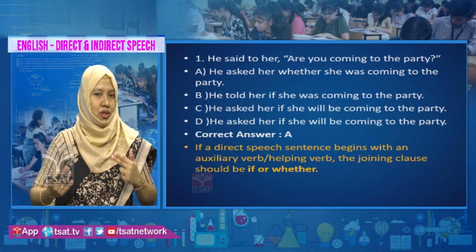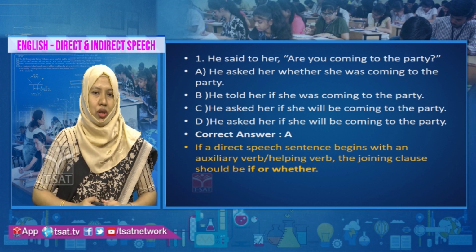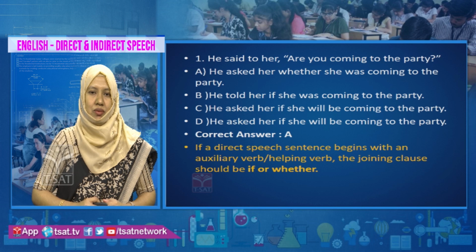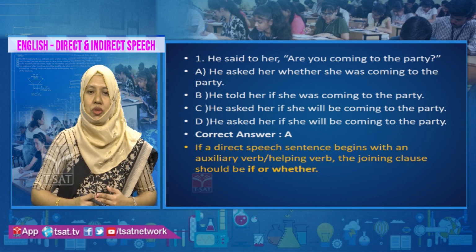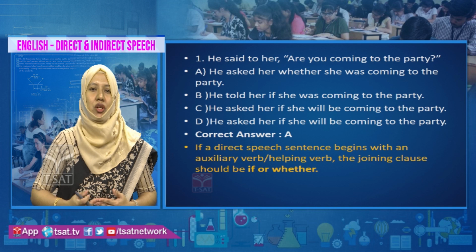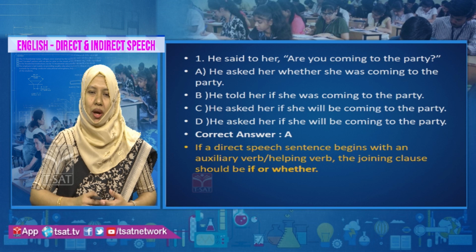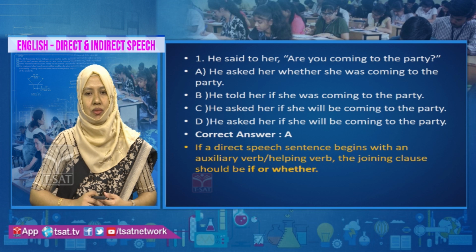Remember that when questions are there, you do not directly report the same question as it is. You have to change. Remember the rules. Option B, he told her if she was coming to the party. Option C, he asked her if she will be coming to the party. Option D, he asked her if she will be coming to the party.